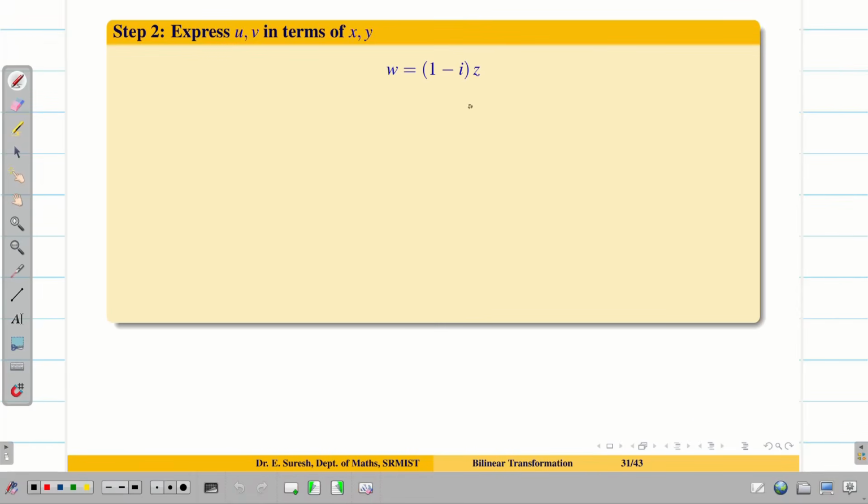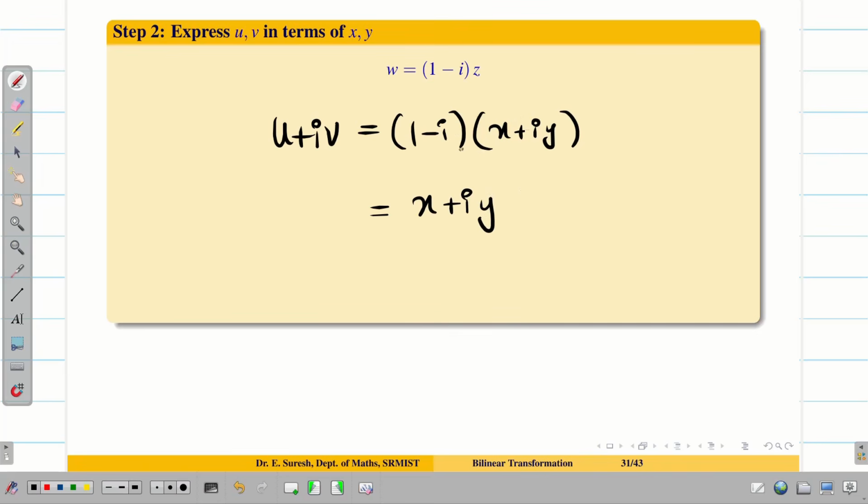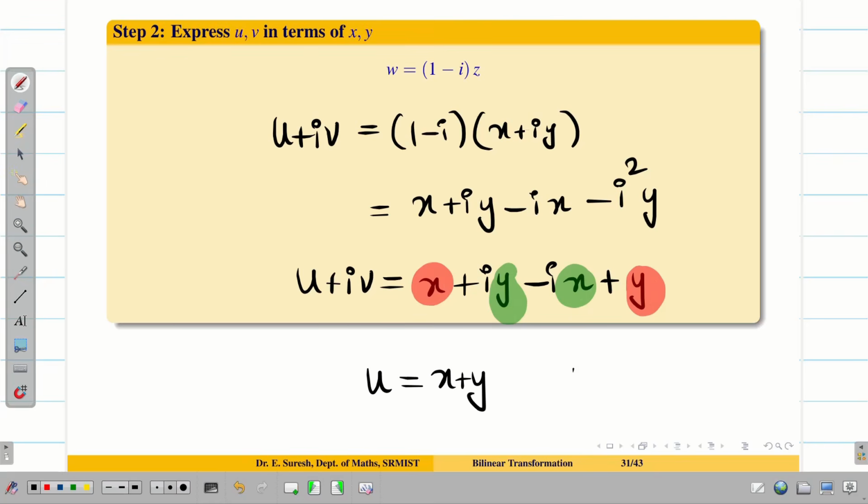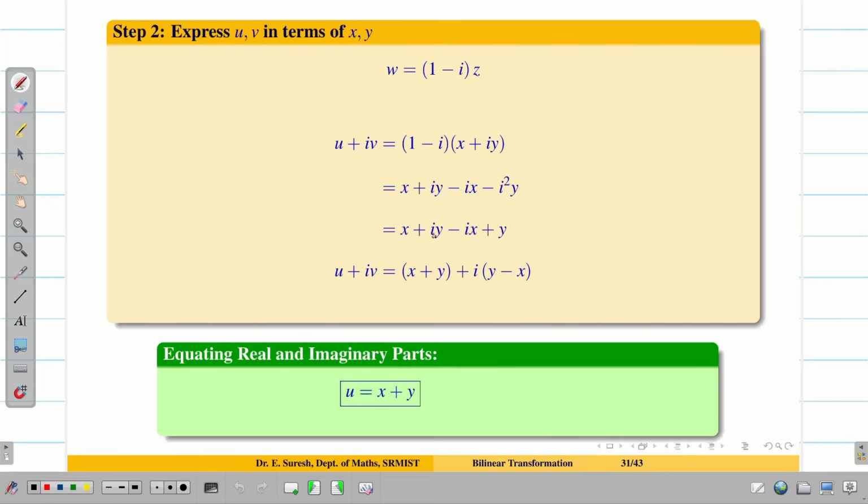Given w is equal to (1 minus i) into z, substituting w and z, we get u plus iv is equal to (1 minus i) into (x plus iy). Now simplifying further, multiplying 1 with x plus iy, we get x plus iy minus ix minus i square y, and i square is minus 1, so minus into minus we get plus, so x plus iy minus ix plus y. Now we have to segregate the real and imaginary parts from both the sides. We get u is equal to x plus y and v is equal to y minus x. So our u and v are ready.